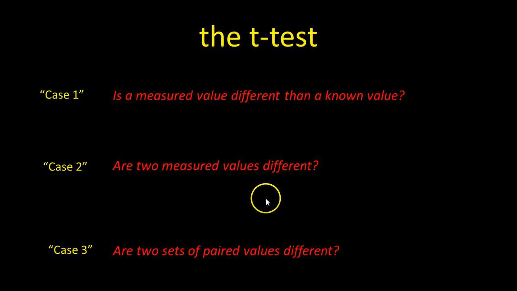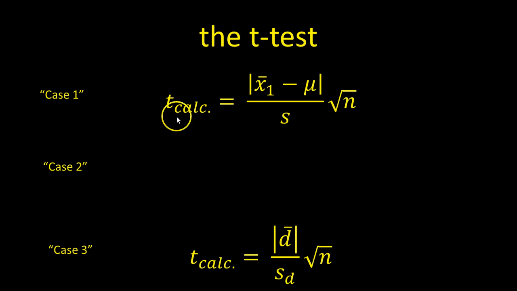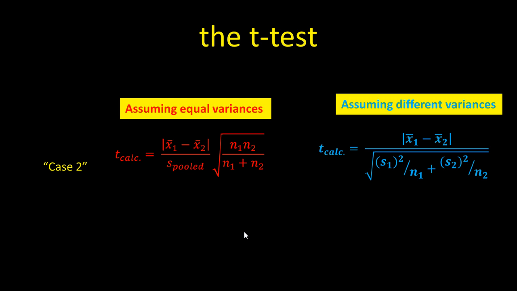And I want to bring up this case of the F-test because actually it's a little more complicated than I originally showed you. Again, case 1, we use this equation. This is your measured values, this is your known value. Case 2, you look at the differences between your paired values. Case 3, you look at the differences between your paired values and the standard deviation of those differences. But case 2, what we found out in class was that there's actually two different equations to use, and it's going to depend on the situation.